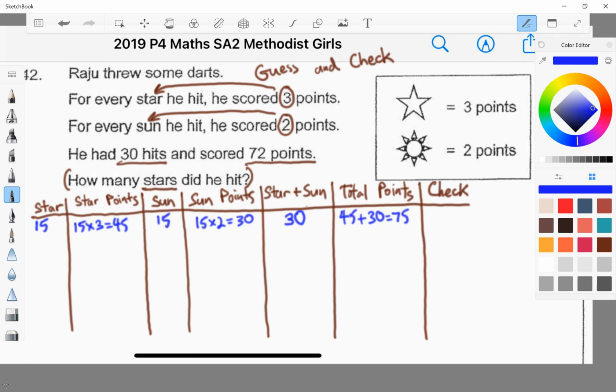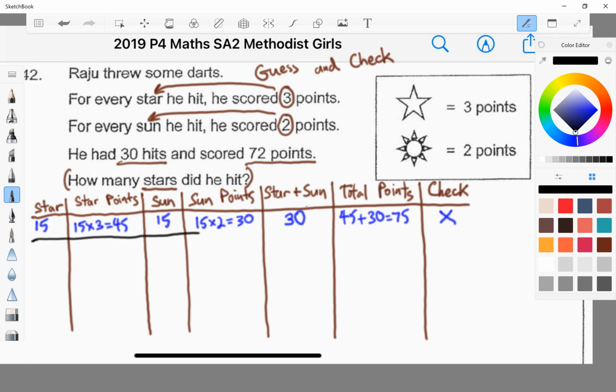So big question here. In the check column, what should we do? Is it a tick or a cross? So our goal, our target is actually to get to 72 points. And as of now, we are at 75 points. So definitely it is a cross for me. Then thereafter, I will draw a line across.